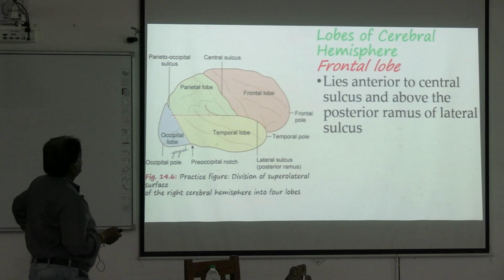Now, lobes of the cerebral hemisphere. The frontal lobe lies anterior to the central sulcus and above the posterior ramus of the lateral sulcus. This is the frontal lobe, this is the central sulcus, this is the lateral sulcus, posterior ramus, this is the temporal lobe, this is the occipital lobe.